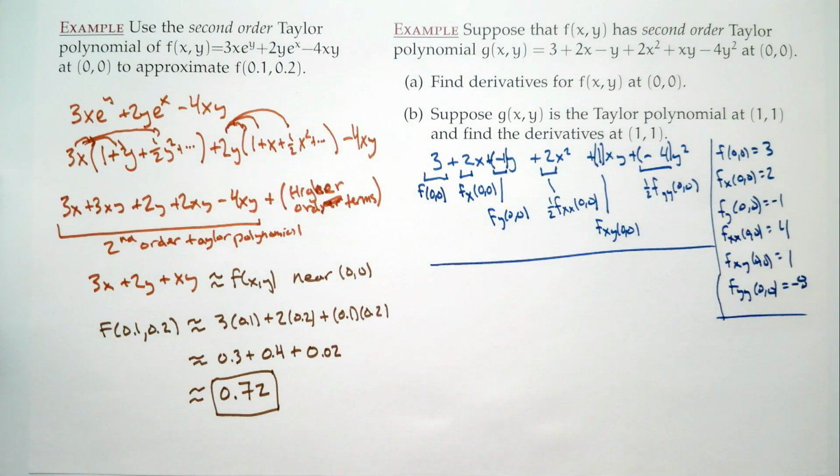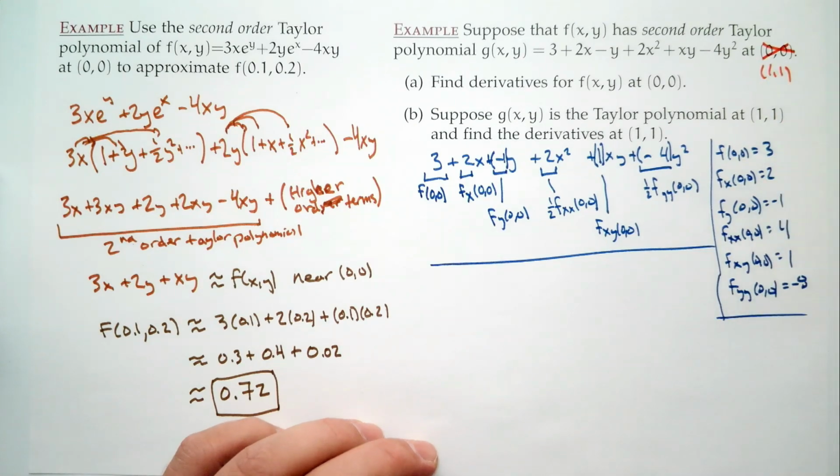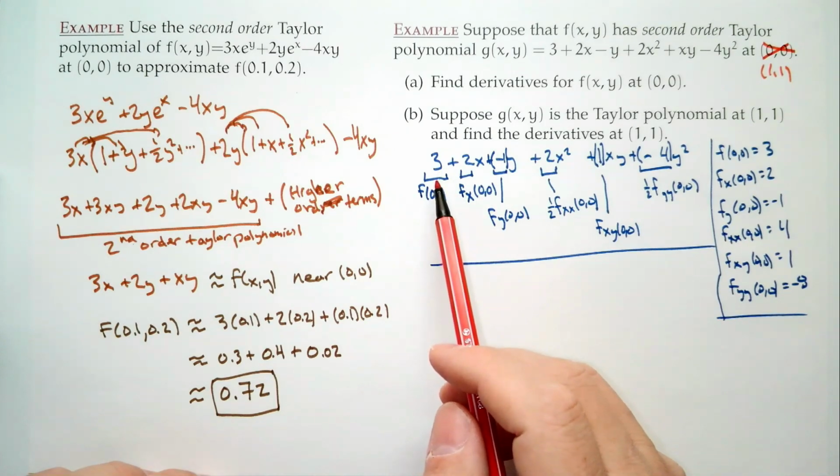Now it says there's a part B. Let's see what part B says. It says, hey, you know what? It turns out that this is now not the Taylor polynomial at 0, 0. This is a Taylor polynomial at 1, 1. Let's find the derivatives now for the function at 1, 1. And can we do it? Now I just said that the Taylor polynomial stores the derivatives. All right. So, how do we find f at 1, 1? Will it be 3? Yes.